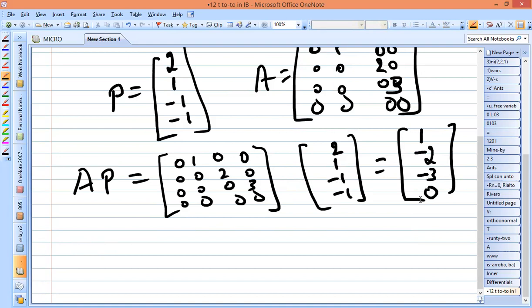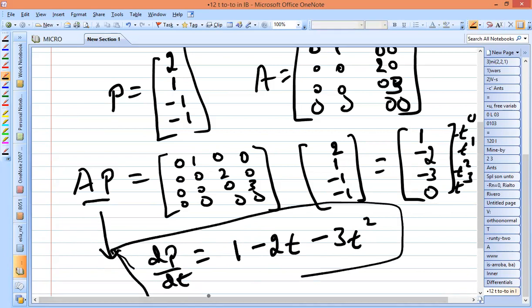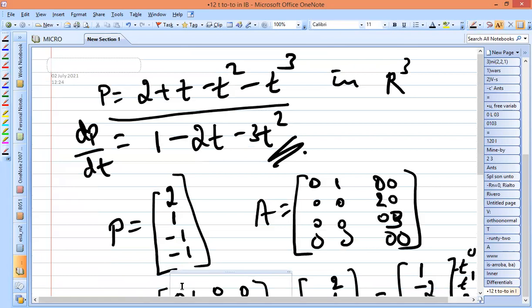So now once you get this differentiation matrix, this is nothing but dp by dt, which is written with the help of the answer that you have obtained here. So here the answer is 1, corresponding to t to the power 0, t to the power 1, t to the power 2, t to the power 3. So here minus 2t, minus 3t square and 0. So this is the differentiation of the given polynomial p. So you can compare both the answers.